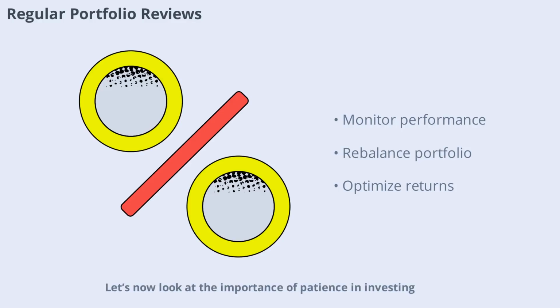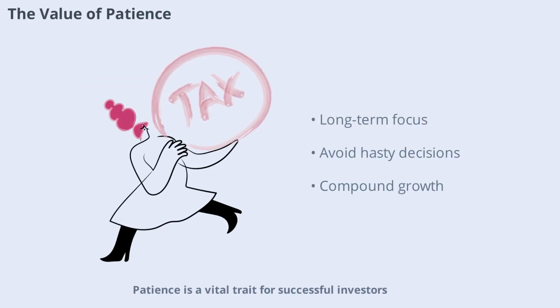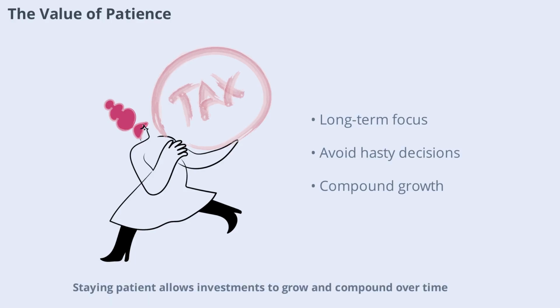Let's now look at the importance of patience in investing. Patience is a vital trait for successful investors. Economic indicators can cause short-term market swings, but long-term trends often matter more. Staying patient allows investments to grow and compound over time. Reacting hastily to every data release can lead to poor decisions. By focusing on long-term goals and maintaining discipline, investors can achieve better outcomes.